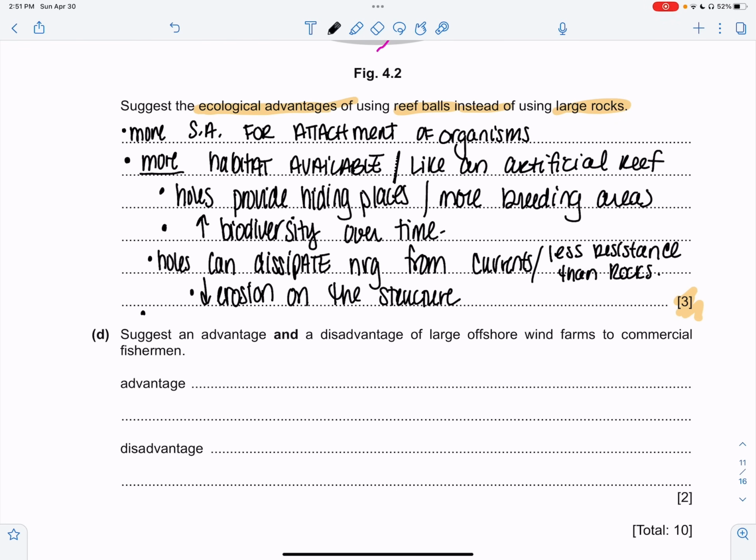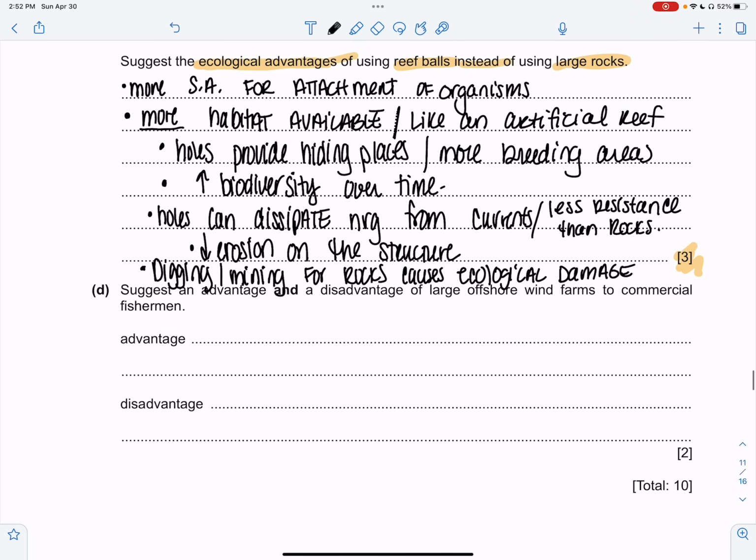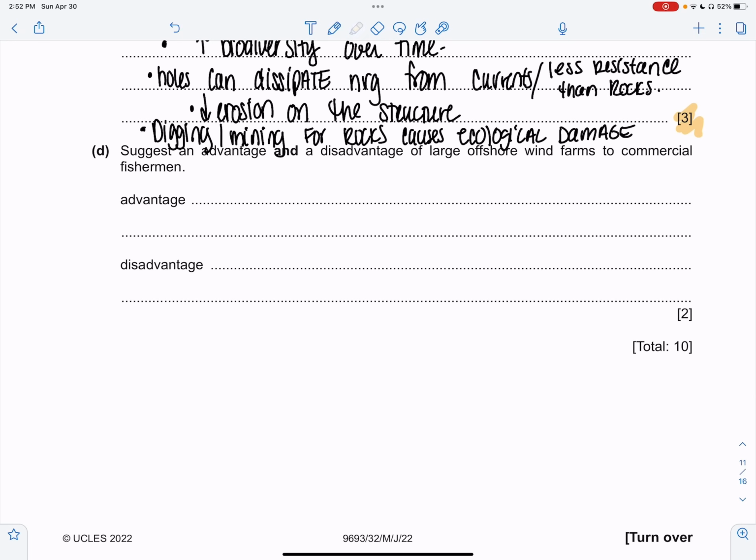However, or not however, sorry, in using rocks, digging or quarrying or mining for rocks causes ecological damage. And reef balls obviously won't.